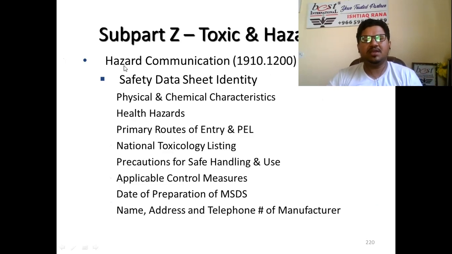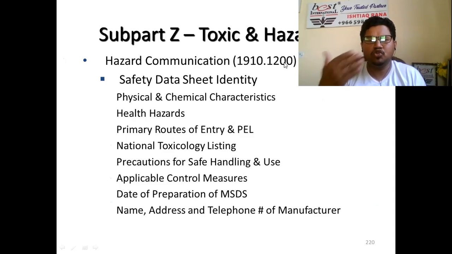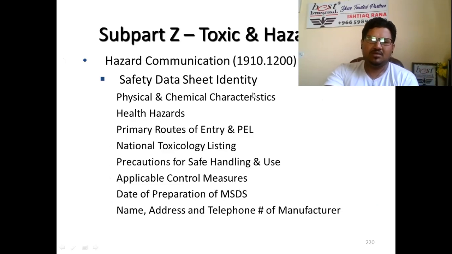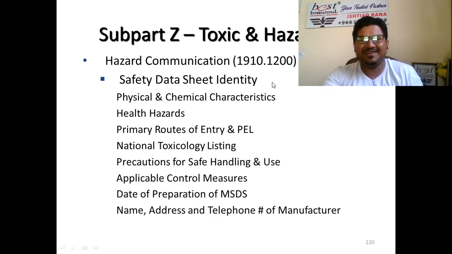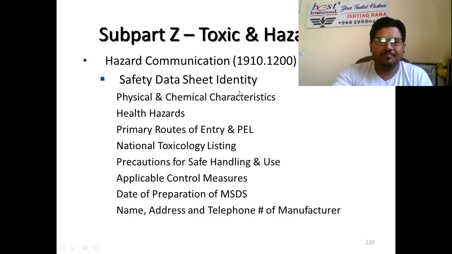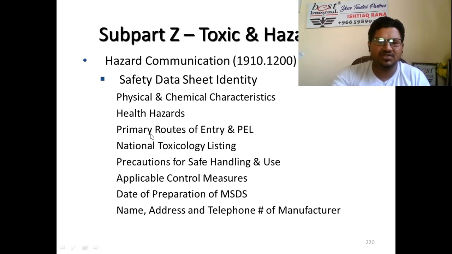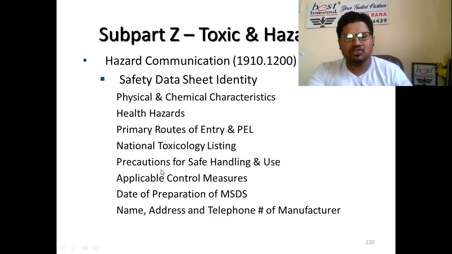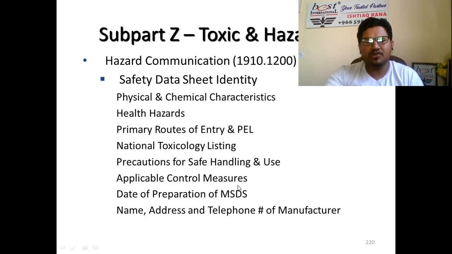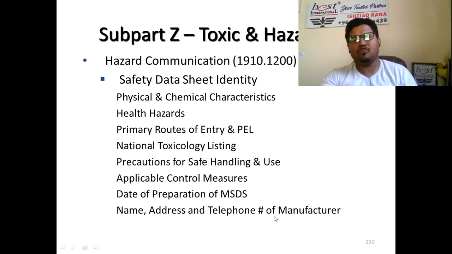For hazard communication, 1910.1200 belongs to that one, but as I already mentioned earlier, you need to be able to find this reference. A few slides are still left, I couldn't remove them. But make sure you understand the proper safety data sheet: physical and chemical properties, health hazards, primary routes of entry, PEL, permissible exposure limit, National Toxicology Program listing, and precautions for safe handling and use, applicable control measures, well written there, the date of preparation of the MSDS, and the name, address, and telephone number of the manufacturer.